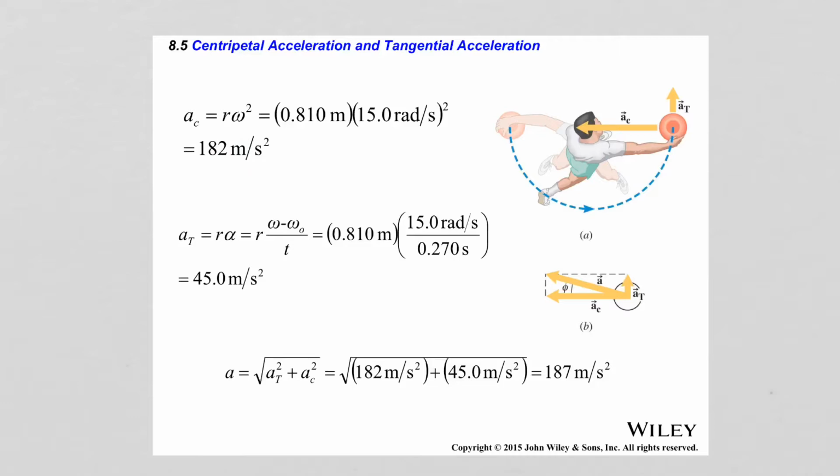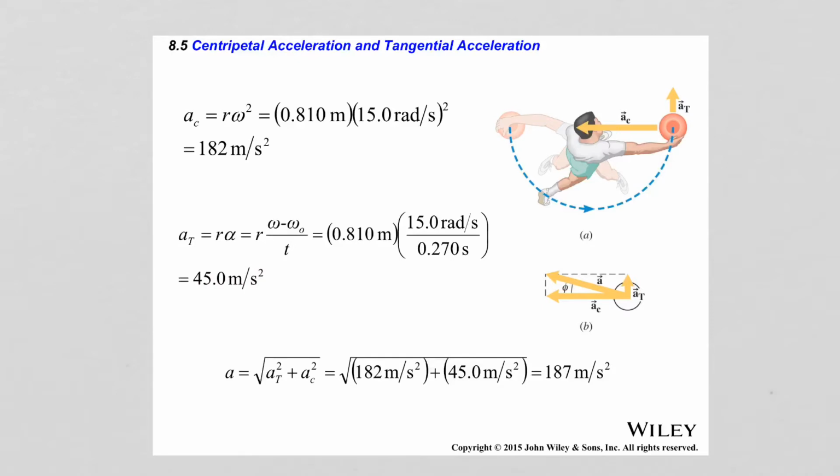For the tangential acceleration, we have that it is equal to the radius times the angular acceleration. And here I will replace the angular acceleration with the change in angular velocity divided by time. So the tangential acceleration is equal to the radius times the change in angular velocity divided by the elapsed time. So that is 0.81 meters times 15 radians per second divided by 0.27 seconds. That gives us 45 meters per second squared.